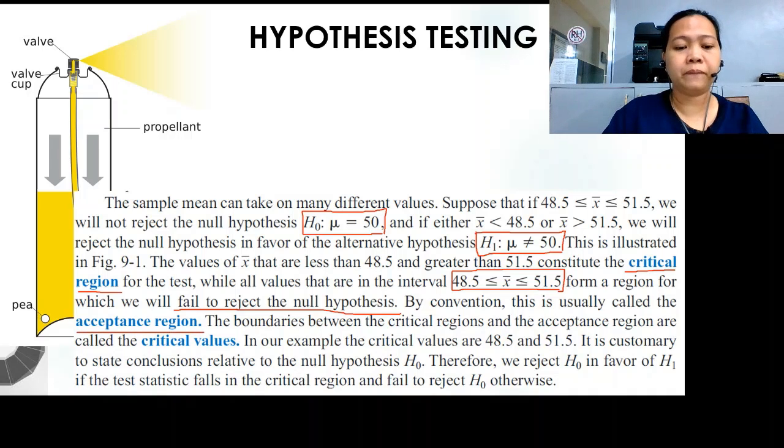Remember this, ano, acceptance region. So the boundaries between the critical region and the acceptance region are called critical values. In our example, the critical values are 48.5 and 51.5. It is customary to state conclusions relative to null hypothesis, H sub 0. Therefore, we reject the null hypothesis in favor of the alternative hypothesis if the test statistics falls in the critical region, and fail to reject the null hypothesis if it is in the acceptance region.